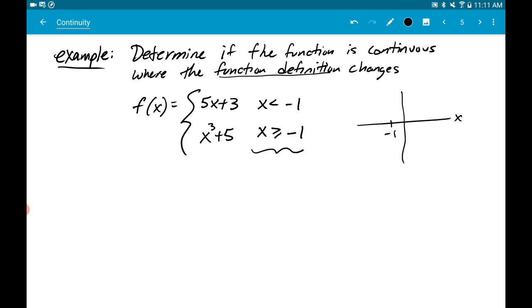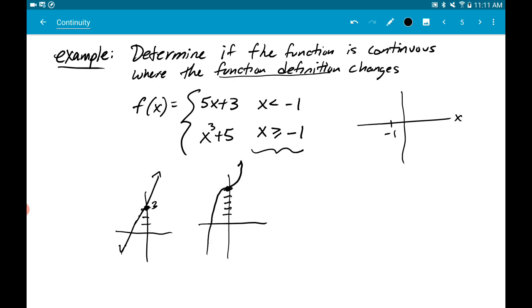And we talked a little bit today in class about how to graph these, and the idea is 5x plus 3. If I do that separately, 5x plus 3 has an intercept at 3 and passes through here. And then x cubed plus 5 has an intercept at 5, and then you have this cubic shape. But the idea here is if we're graphing the piecewise function, we want the cubic shape, but that cubic shape is going to stop when we get to -1.